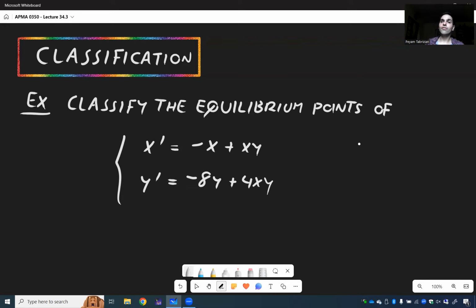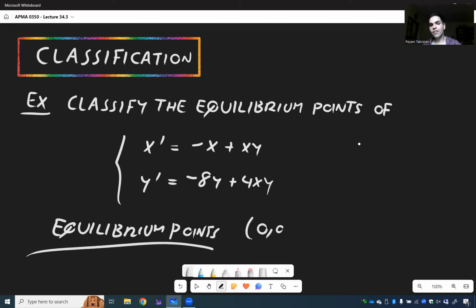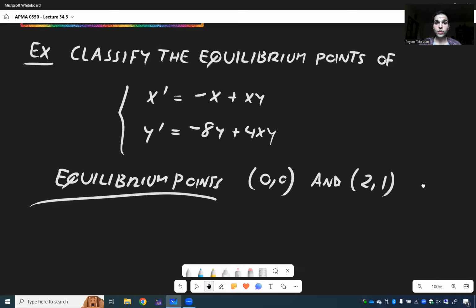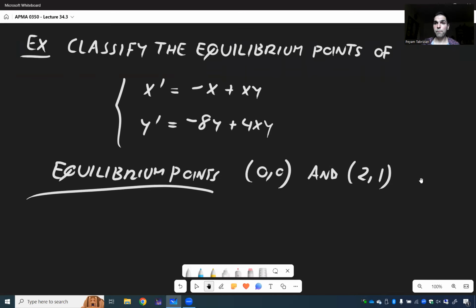So first of all, related to the previous video, we find the equilibrium points. You can watch the previous video, and we found (0, 0) and (2, 1), just by setting x prime and y prime equal to 0. Now, the good news is we don't even need to draw a picture here. We can just find the classification directly. So let's first do it for (0, 0).